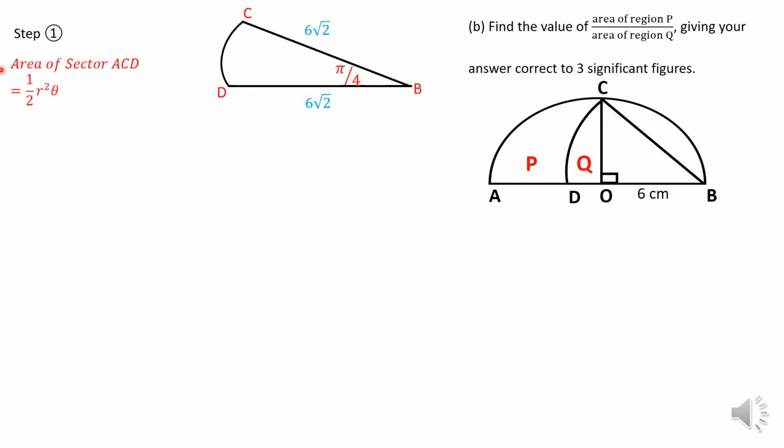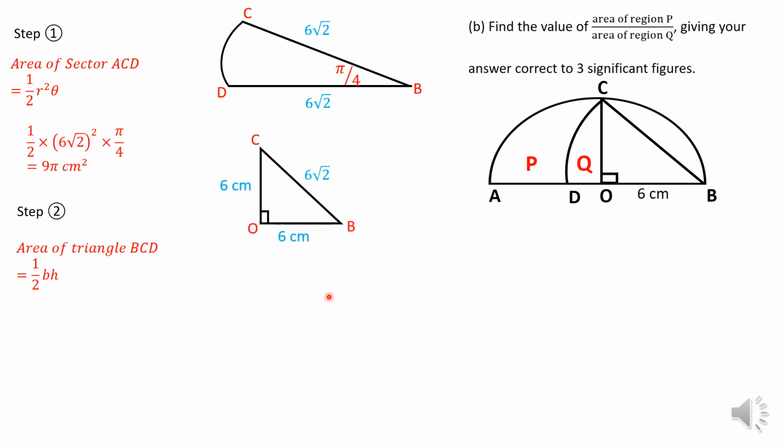So the area of the sector, remember the formula is half r squared theta. Okay. And if you punch in, the area of the sector here is 9 pi square centimeters. Then step 2, I'm going to calculate the area of triangle BCD. Remember this right angle triangle here. The reason why I want to do that is if I have the whole sector and then I have the triangle, if I subtract the two, I will get this little Q here. So this is the right angle triangle, so just half base times height, which gives me 18 square centimeters.